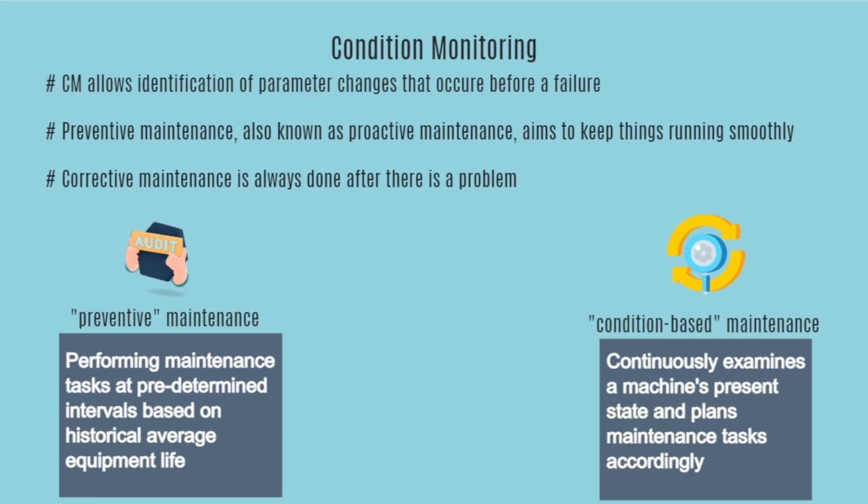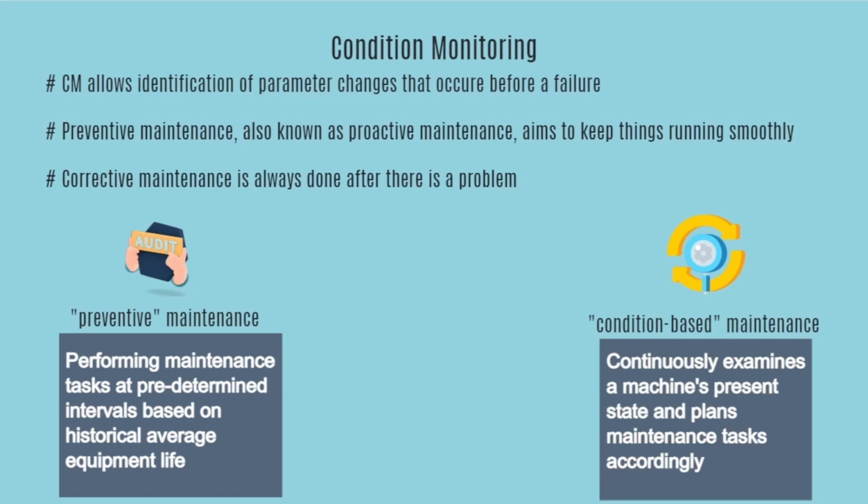Preventive maintenance, also known as proactive maintenance, aims to keep things running smoothly. As a result, preventive maintenance policies are classified into two groups. First, preventive maintenance, which involves performing maintenance tasks at predetermined intervals based on historical average equipment life. On the other hand, condition-based maintenance continuously examines a machine's present state and plans maintenance tasks accordingly. It is possible to use three different types of condition monitoring methods in this situation: request-based monitoring, scheduled monitoring, and continuous monitoring.